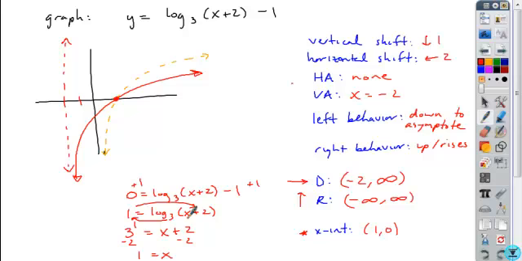Like I said, I wanted to show you the calculator use for it, but in my opinion, it's just as easy. It's pretty basic calculations in order to do it by hand.